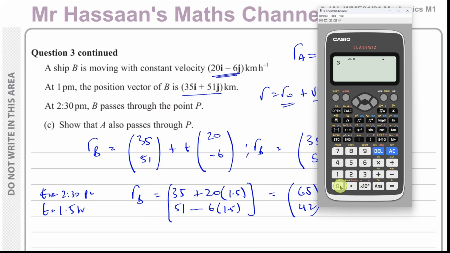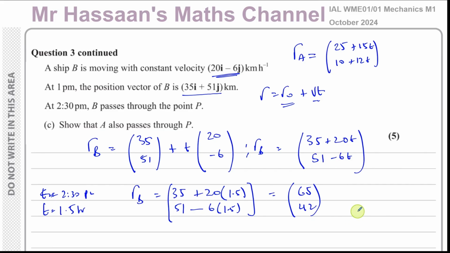So 35 plus 20 times 1.5. I'm making more mistakes on the calculator. Okay, times 1.5. All right, that gives me 65. Good. And 51 minus 6 times 1.5, which gives you 42. Okay, that's fine. So that's the position vector of B at 2:30 p.m.